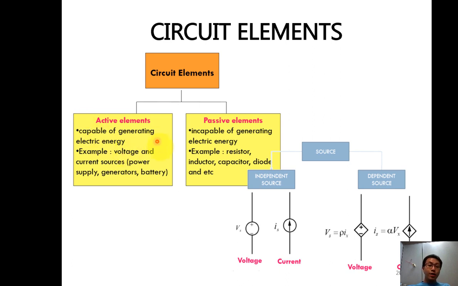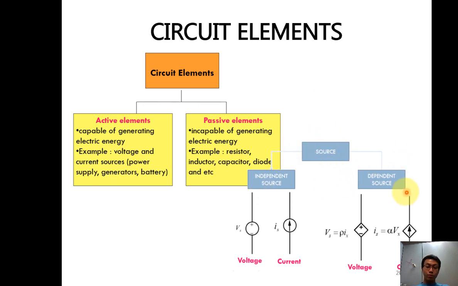Active element is the element that is capable of generating electricity. For example, voltage and current sources are all capable of delivering energy, like a power supply, generators, battery. Passive element is incapable of generating electric energy. For example, it consumes it, like a resistor, inductor, capacitor, diode, and so on. Passive element.